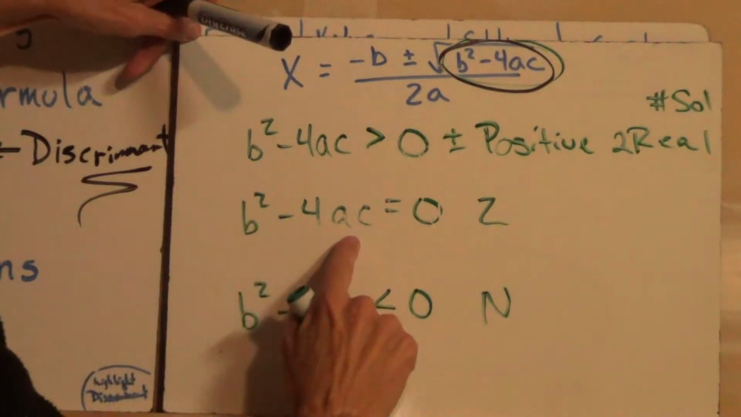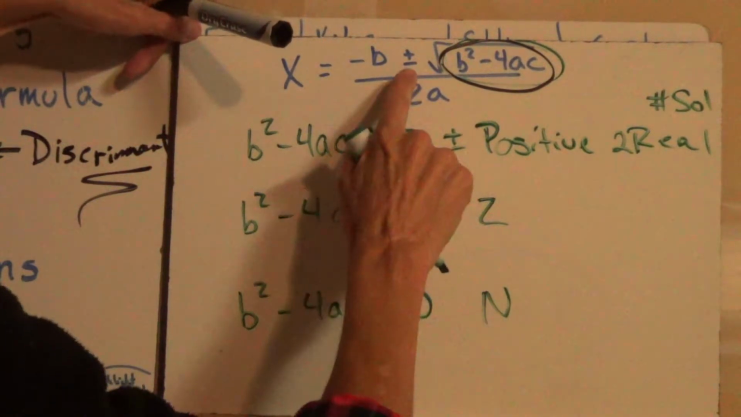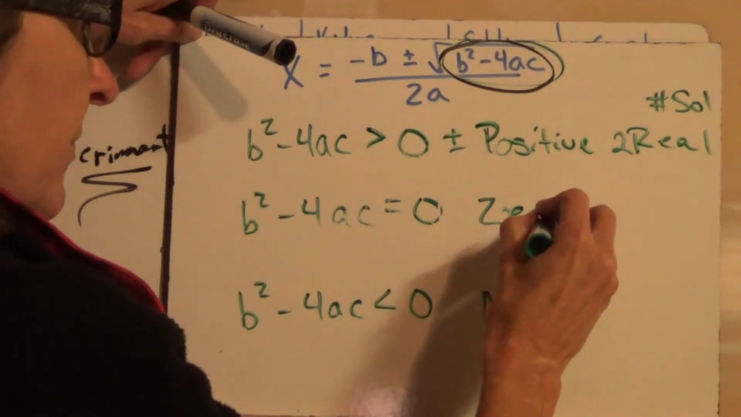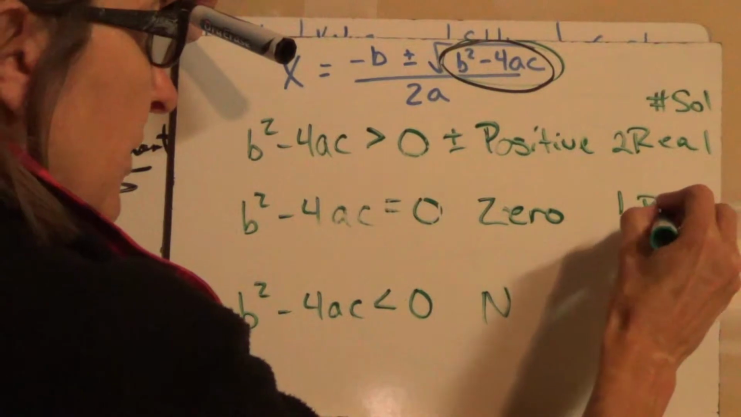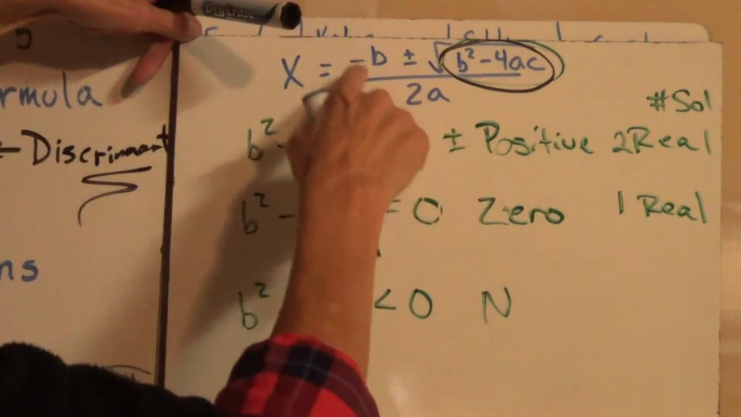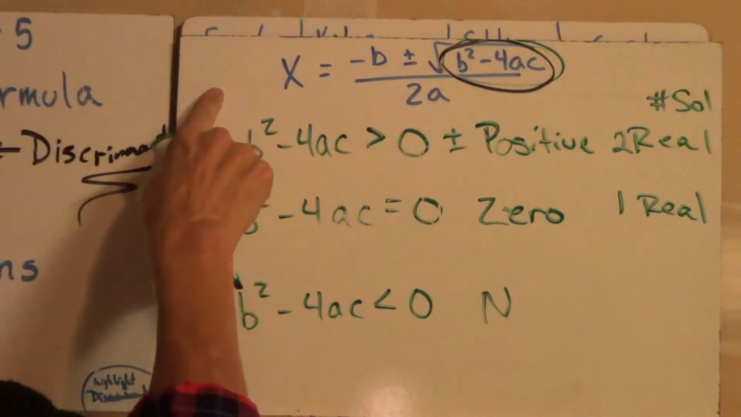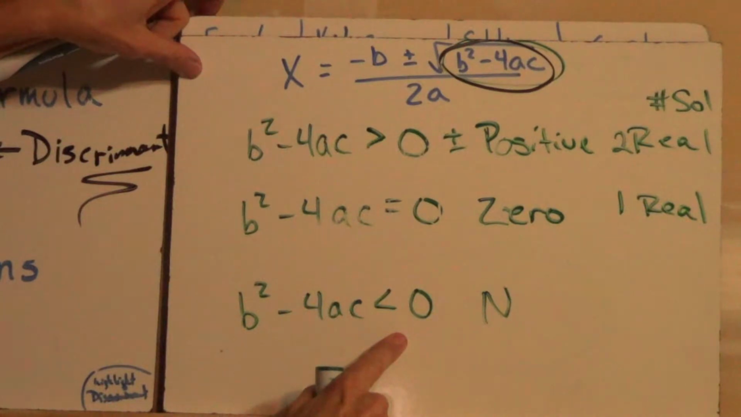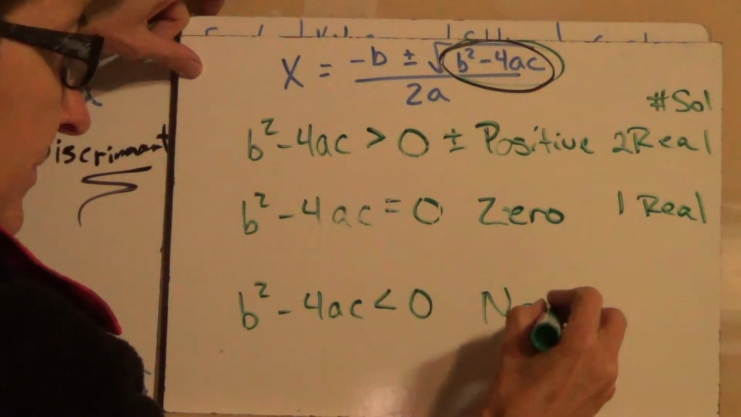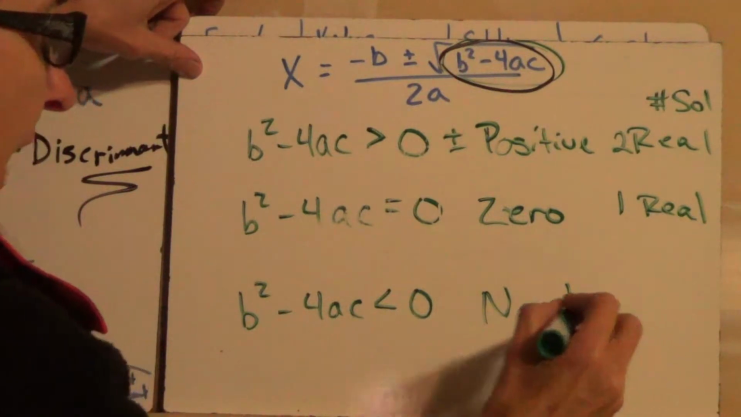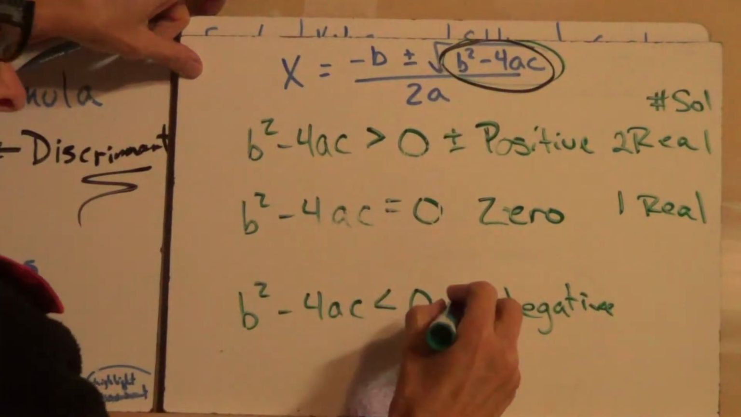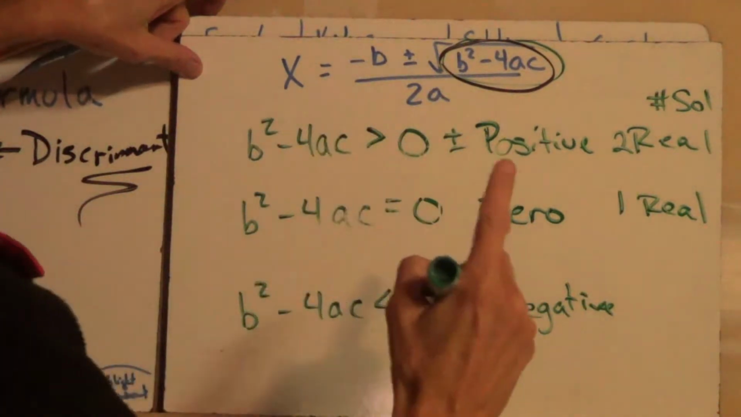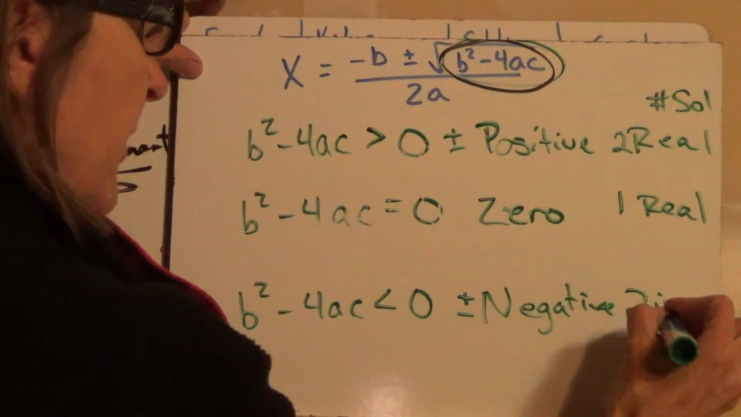Now, if the discriminant's equal to 0, does it make sense we don't have a plus or minus 0? So if it's 0, then there's only one real solution, because it would leave it with the numbers out here. That would be nothing there. Now, if the discriminant is less than 0, it's negative. Well, we know any radical with a negative underneath would be a plus or minus radical negative, so it would be 2 imaginary.